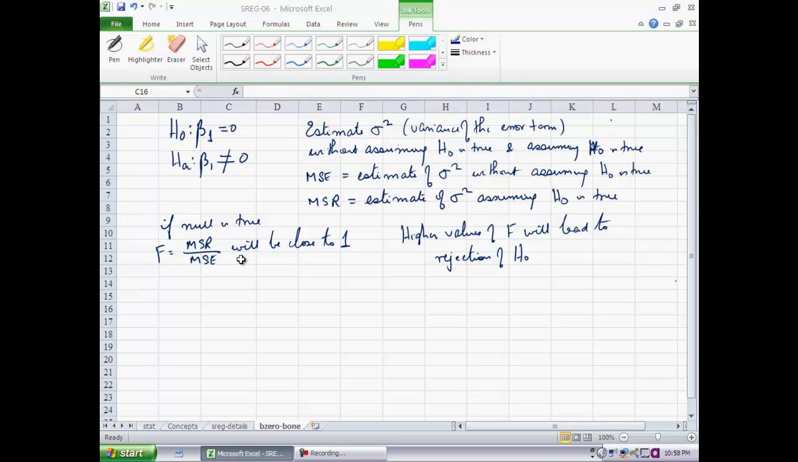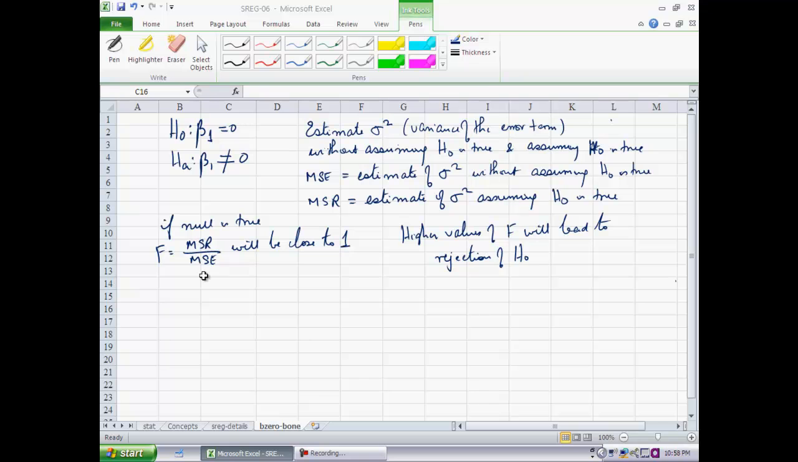So MSR and MSE are two different estimates of the same quantity, sigma squared, the variance of the error terms. MSE is the estimate without assuming that H0 is true, and MSR is the estimate of sigma squared assuming that the null is true. If the null is true, the ratio of these two quantities, MSR divided by MSE, will be close to 1. So we would ideally like to see values of F that are much higher than 1. That would lead us to reject the null.